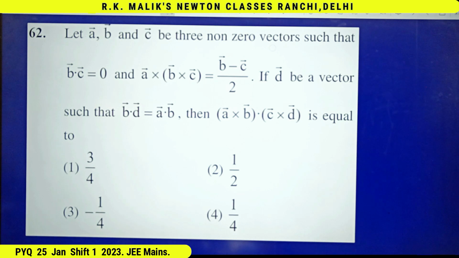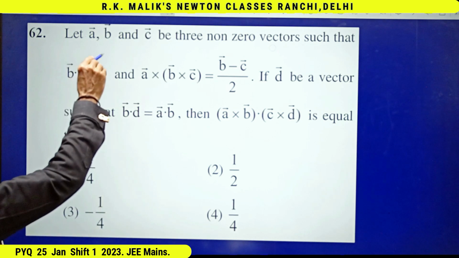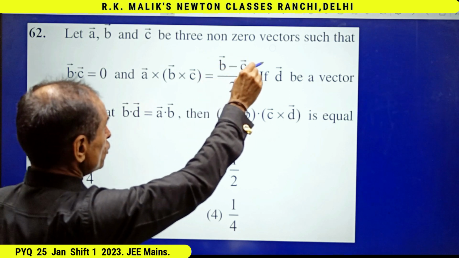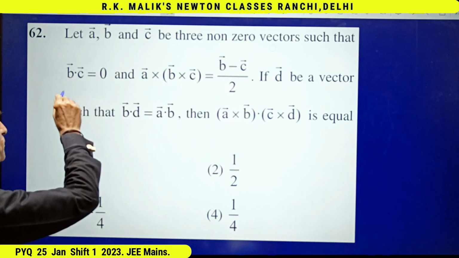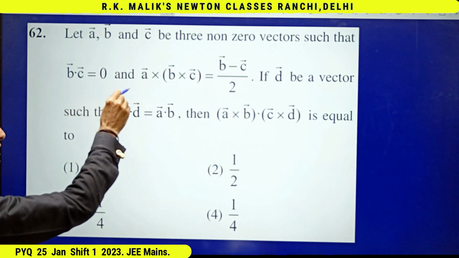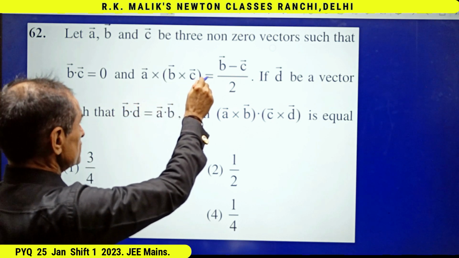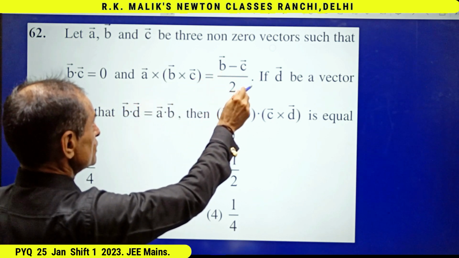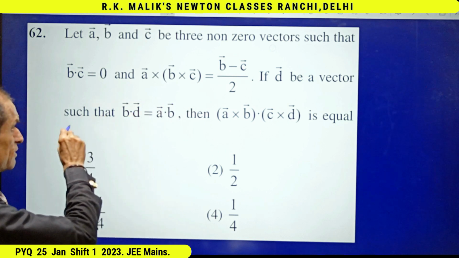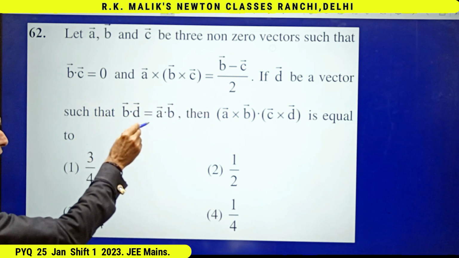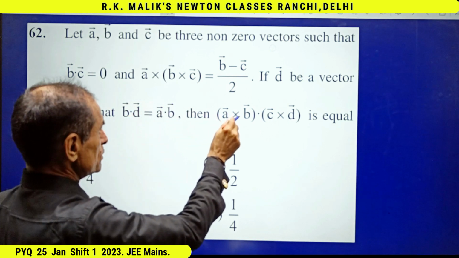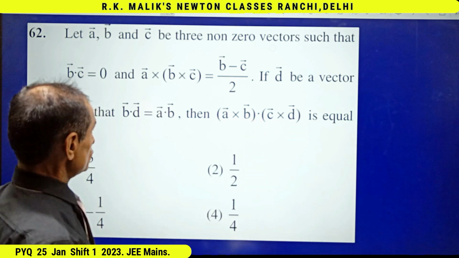In this question, it is given that let A, B and C be three non-zero vectors such that B dot C is equal to 0, A cross (B cross C) is equal to (B minus C) by 2. If D be a vector such that B dot D is equal to A dot B, then (A cross B) dot (C cross D) is equal to.